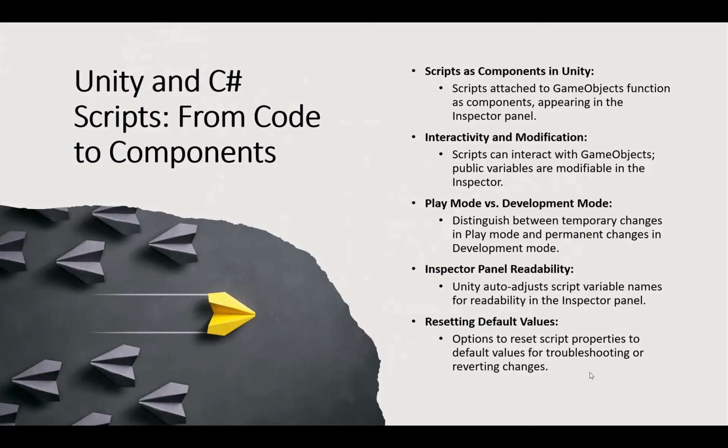Unity's inspector panel is a powerful tool. It allows you to modify public variables of a script in real time. In play mode, changes to variables are immediate but temporary. They are great for testing, but will be reset once you exit play mode. But when it comes to development mode, changes are permanent. Unity saves these changes and they persist across sessions. So understanding how Unity treats scripts as components and the flexibility of modifying variables in real time or in development mode is crucial. It adds a layer of dynamism to your game development process, allowing you to fine-tune gameplay and behaviors on the fly.